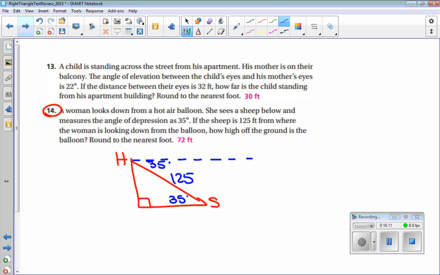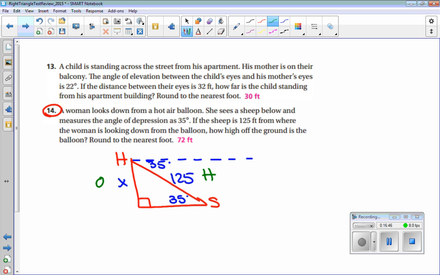How high off the ground is the balloon? So what am I looking for? The height, or what's another word that begins with an A? Altitude, maybe? Okay, so we're looking for that. Which trig function am I going to use? Well, first of all, do I even know I'm using trig? How do I know for sure, Josh? Angles and sides combined. Good. So I'm looking for which trig function? Well, I don't know until I label O, H, and A. So let's do that. So we have O, right, opposite of 35.